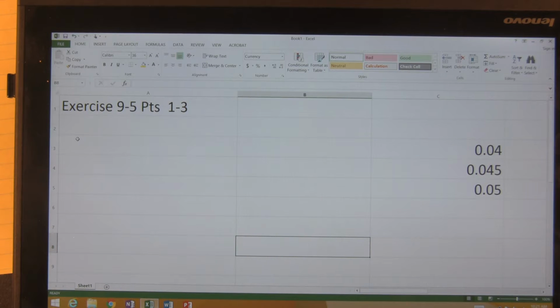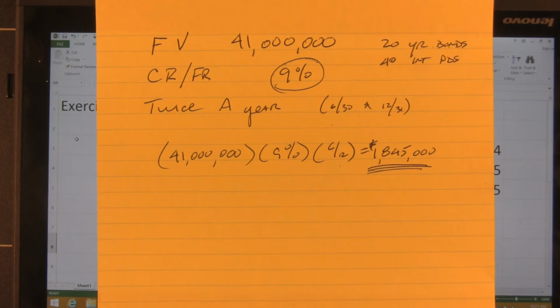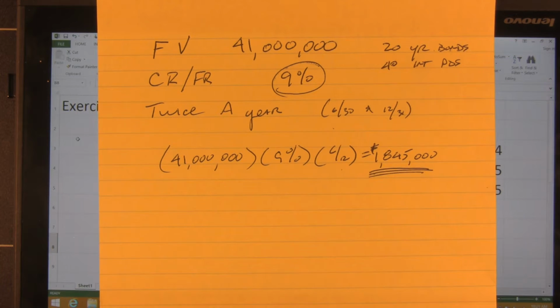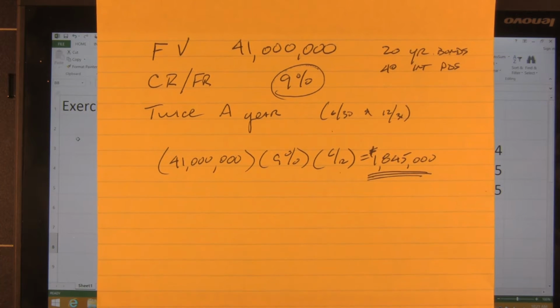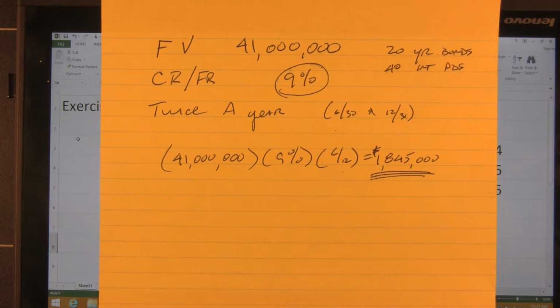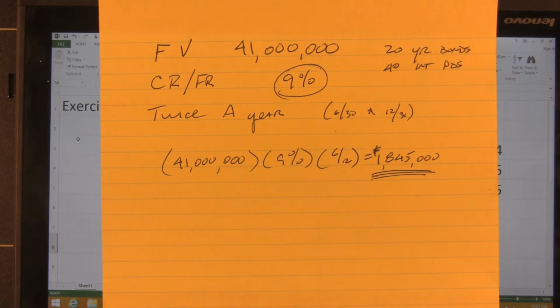Okay, we're going to do exercise 9.5 again, but this time we're going to do it using Excel. So we still have to do all the same calculations that we had to do before. We had to figure out what the face value was, 41 million, what the face rate or the coupon rate was, which was 9%. We're going to pay interest twice a year, 6/30 and 12/31.